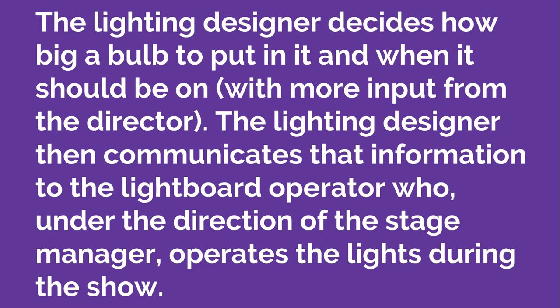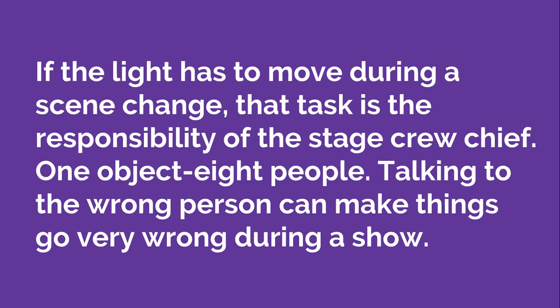The lighting designer decides how big of a bulb to put in it and when it should be on, with more input from the director. The lighting designer then communicates that information to the light board operator, who, under the direction of the stage manager, operates the lights during the show. If the light has to move during a scene change, that task is the responsibility of a stage crew chief. One object, 8 people. You can see how easily communicating to the wrong person can make the item go very wrong during a show.